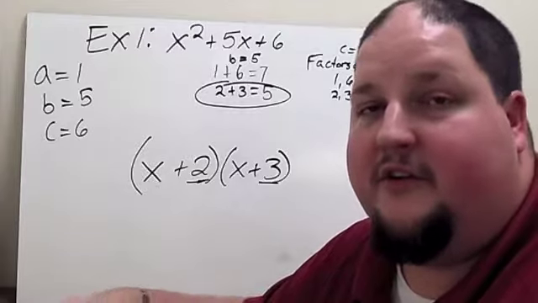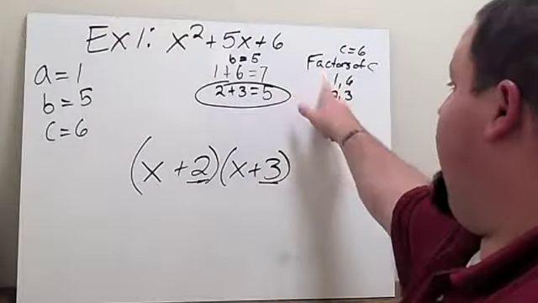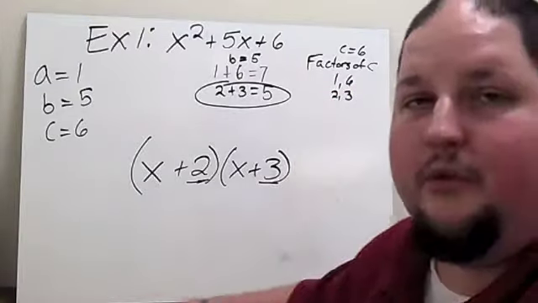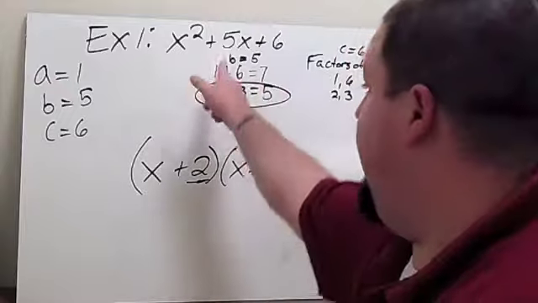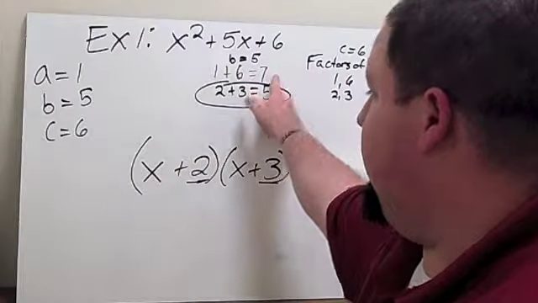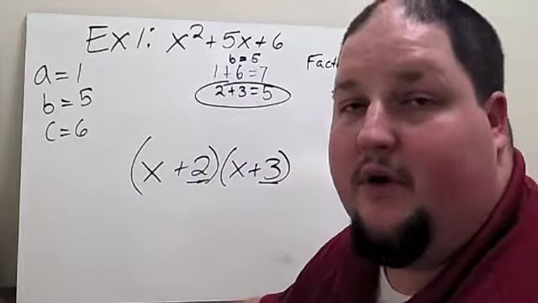So we need to find factors of 6 that add up to 5. The factors of 6, 1 and 6 and 2 and 3. So again, we're going to try to find the factors of 6 that add up to 5. So 1 plus 6 gives me 7, 2 plus 3 is 5. So those are the two factors that I want.